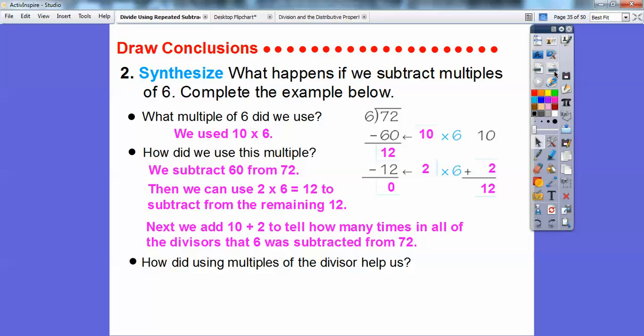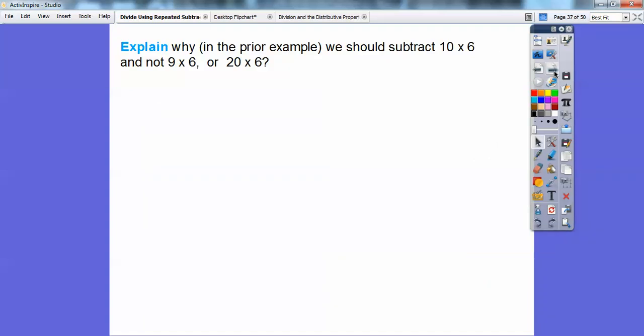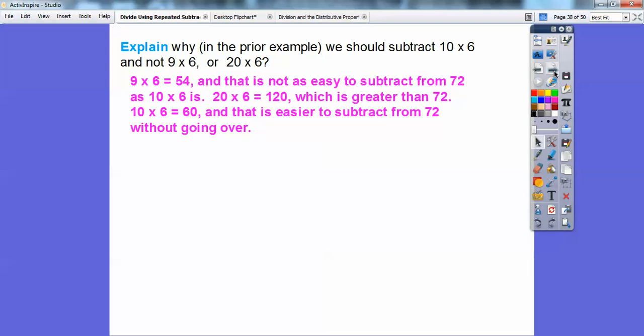So how do we use multiples of the divisor to help us? By subtracting greater amounts, we get to the answer, which is called the quotient, a lot faster. Now explain why in the prior example we should subtract 10 times 6 and not 9 times 6 or even 20 times 6. Well, 9 times 6 gets us 54, and for me, anyways, 54 is a little harder to subtract from 72 than 60 is. I'd rather subtract 60 from 72 than 54.